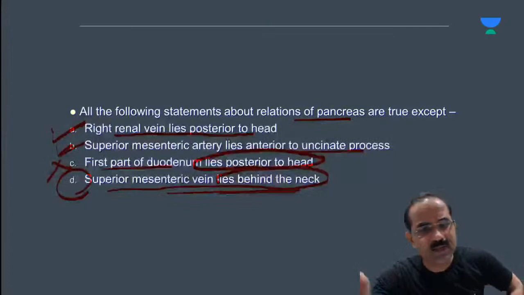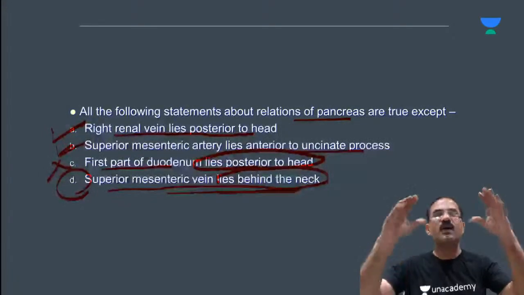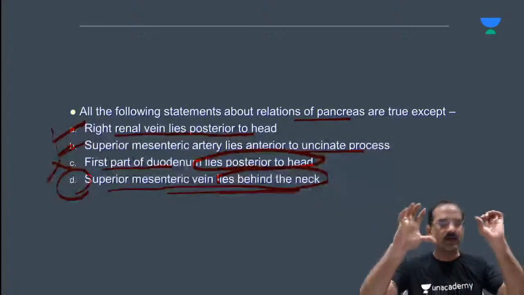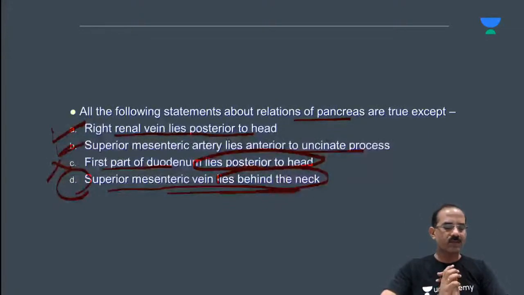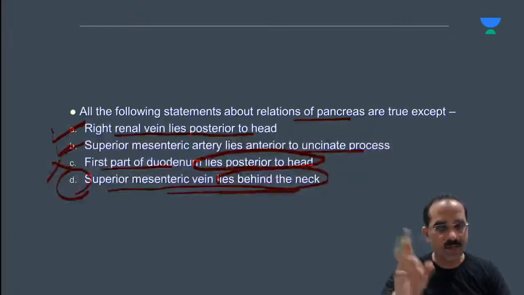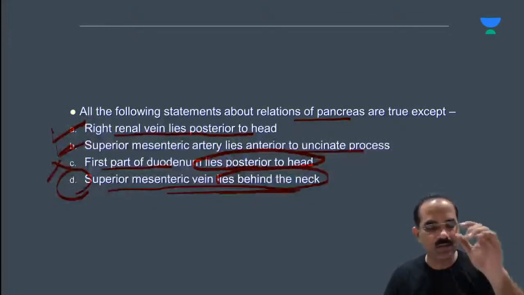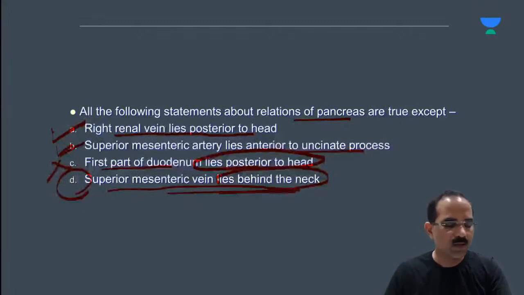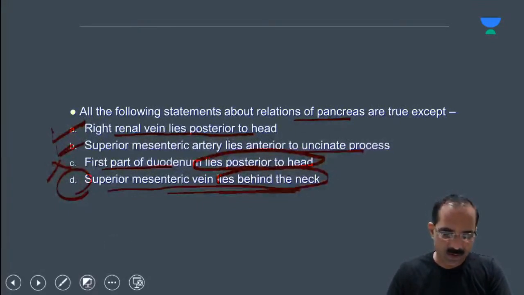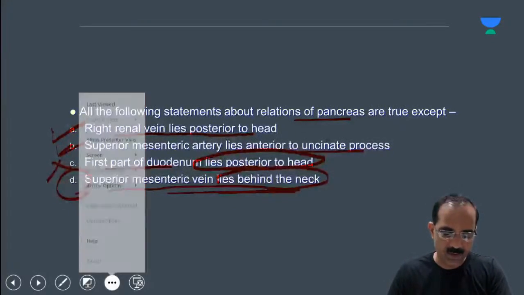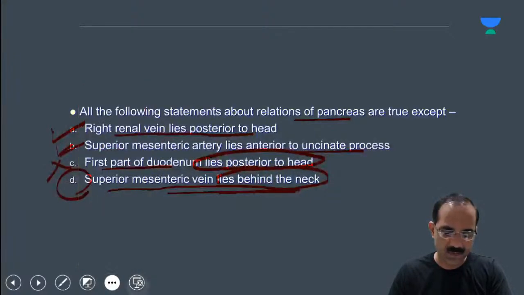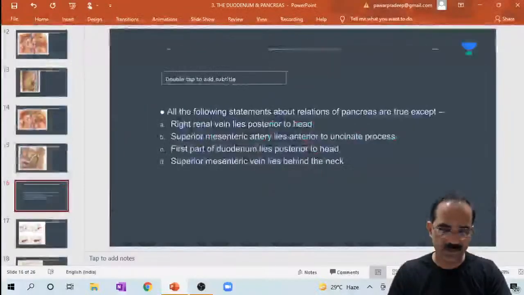And this tail of the pancreas contains the maximum islets of Langerhans. The maximum islets of Langerhans are present in the tail of the pancreas, and if we cut this tail while doing a splenectomy, the person will land into diabetes mellitus.